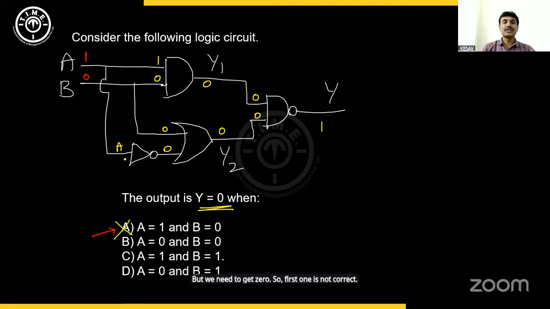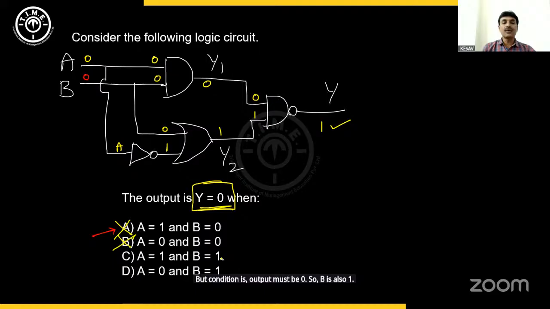Try the second one. 0, 0. When both are zeros, see, this is 0, 0 input, 0 output. So for the NAND gate, the first input is 0. Next, coming to the lower part, A is negated. So this becomes 1. B is directly 0. So 0 and 1 are the inputs for the OR gate. It gives 1. So 0, 1 are the inputs for the NAND gate. That again gives you 1. But the condition is output must be 0. So this option is also gone.